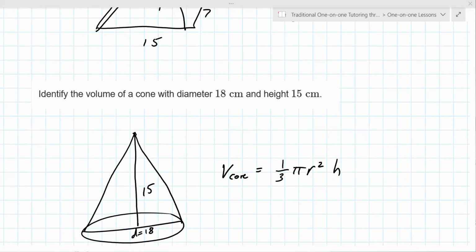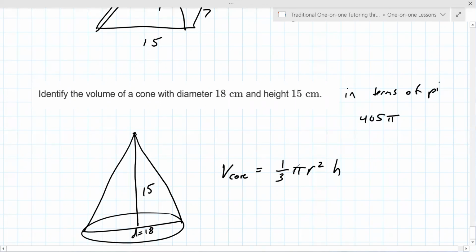I do not get a decimal place. I only get a whole number. You have to put pi in this time. You can round to the nearest tenth. What do you get? 405 pi. Again, it doesn't say in terms of pi. If it said in terms of pi, your answer would be correct. Oh, I can put in pi this time. Yes, that's the difference here.